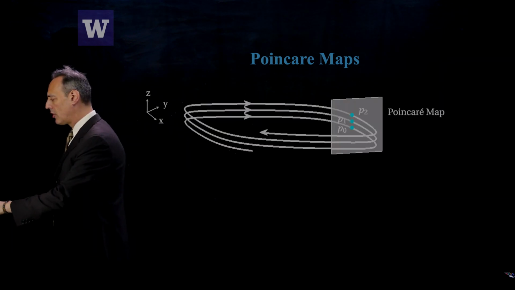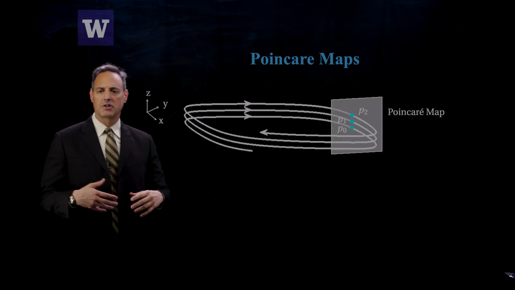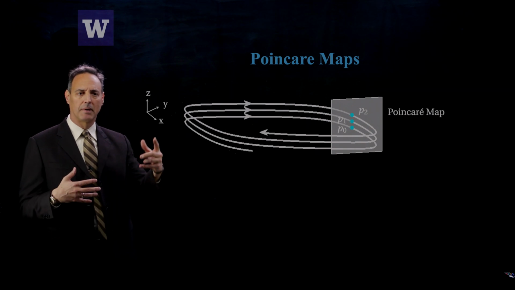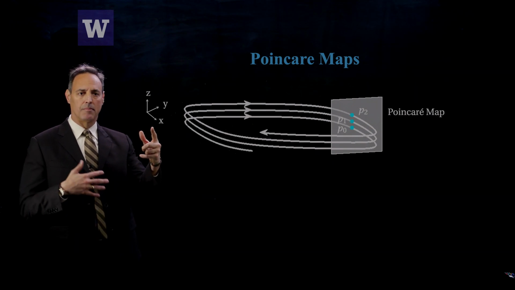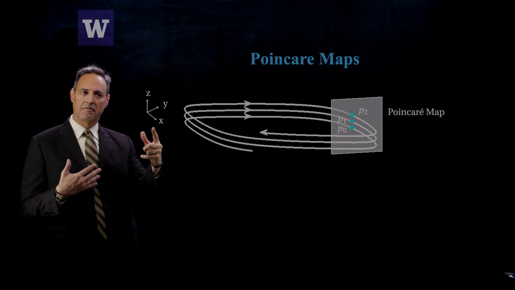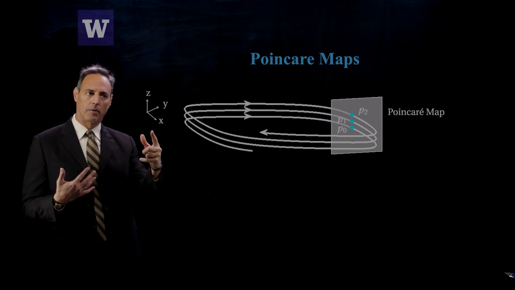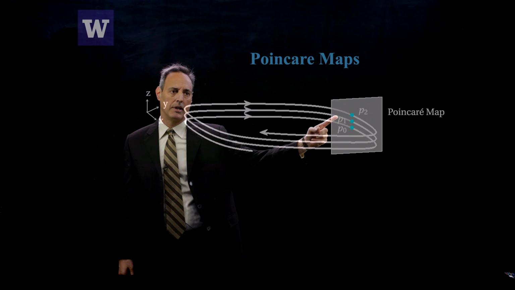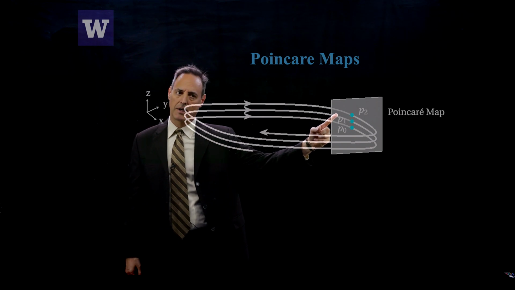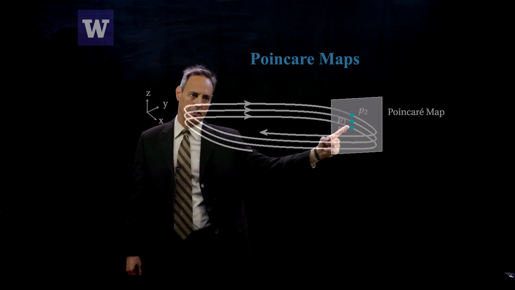So let me just show you what this looks like. This is some kind of cartoon of what this looks like. My dynamics is happening in, let's say, some three-dimensional space. And I define a two-dimensional Poincare section, which is this plane right here. So every time the dynamics goes through this plane, I mark it. So those are the blue points.